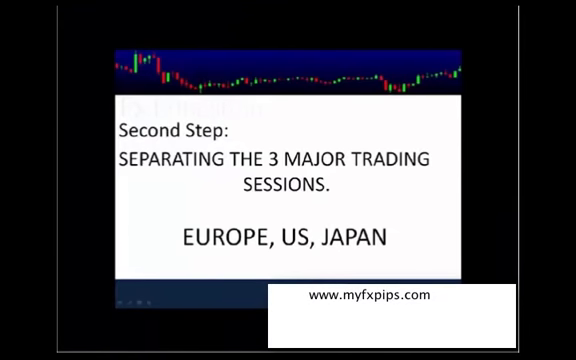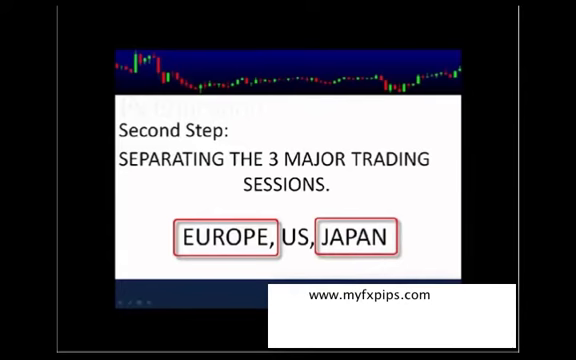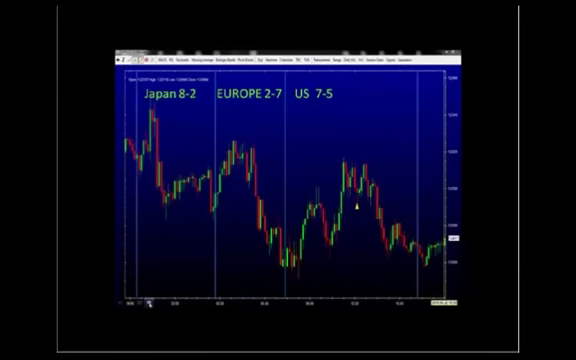As part of our methodology, our second step is extremely important and happens to be the foundation of this education. It is very important to learn how to separate, or the reasons why we separate, the 3 different sessions of the day. We have the European session, the US session, and the Japanese session. Allow me to show you the separation of all 3.